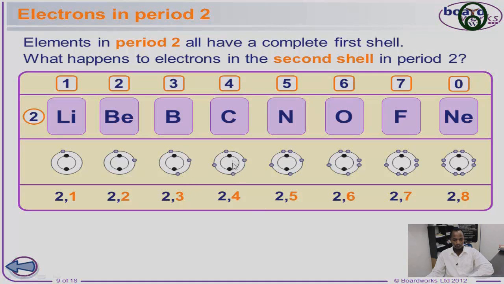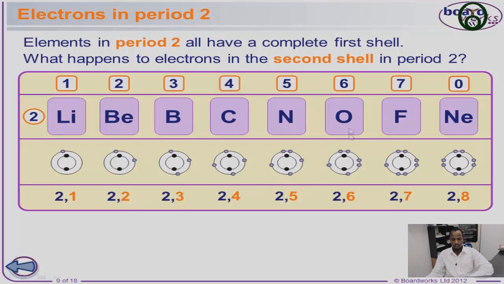Therefore, carbon has 2 in the first shell and 4 electrons in the outermost shell, because the atomic number is 6. Now for the next element, nitrogen, there are 2 in the innermost shell, which is closest to the nucleus, and 5 in the outermost shell, because the atomic number is 7 and the number of electrons is also 7. So if you look at the electrons, 2 plus 5 is 7. So this is how they are arranged.